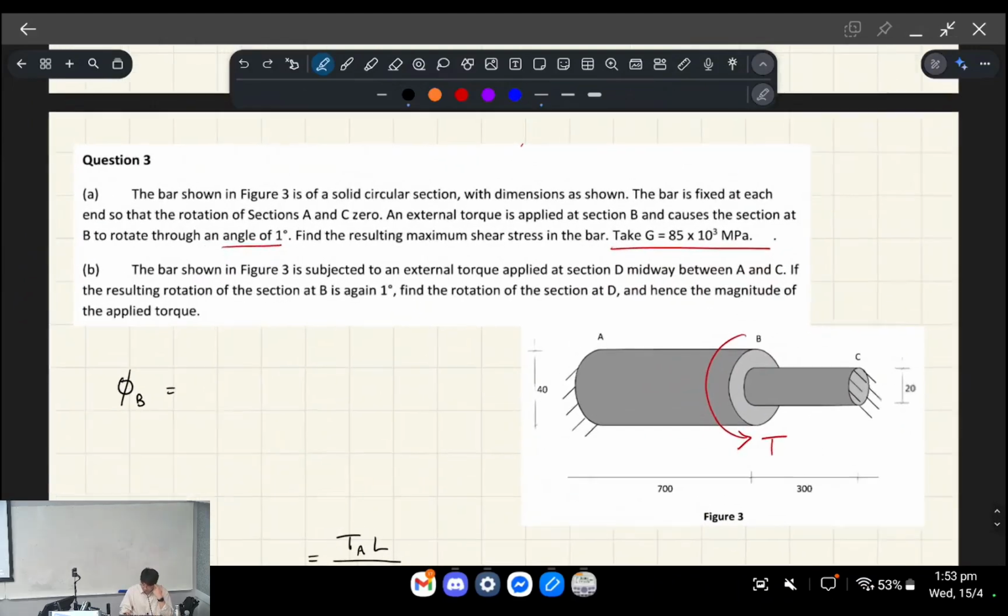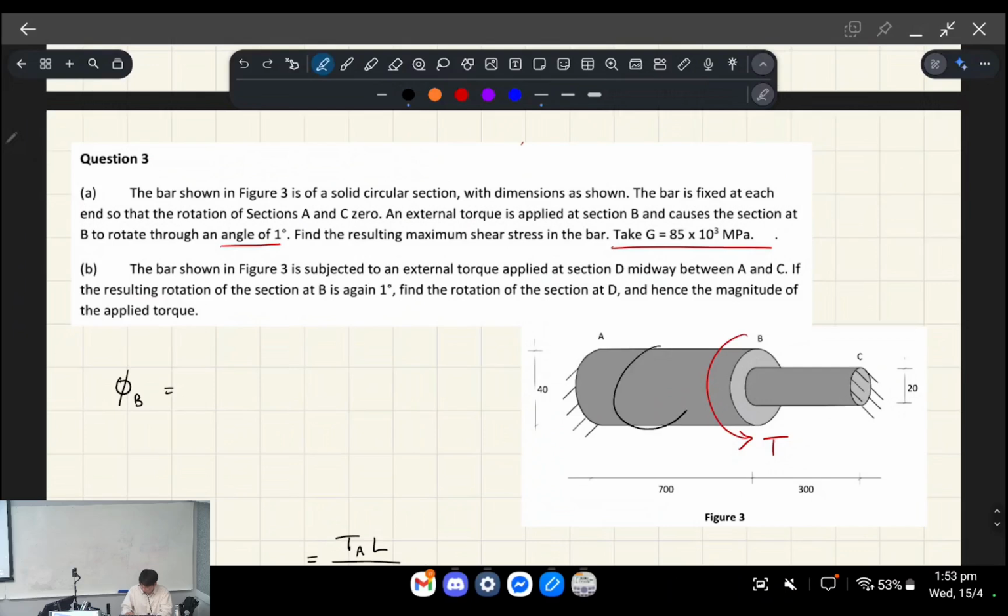So basically, you have a bar, and from A to B it has a large cross section. It has a diameter of 40. And from B to C, it has a diameter of 20. The bar is fixed at each end so that the rotations at section A and C are 0, so we've got 0 twist here, and 0 twist here. An external torque is applied at section B, and causes section B to rotate through an angle of 1 degree. Find the maximum resulting shear stress in the bar, and take this as the shear modulus.